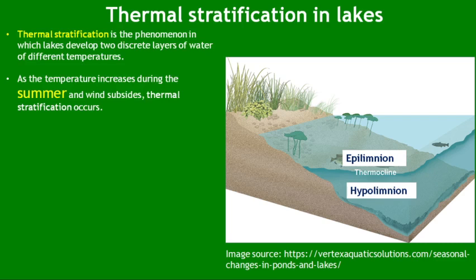Thermal stratification is a phenomenon in which lakes develop two discrete layers of water of different temperature. As you move from top surface to the bottom in any lake, the temperature will vary. It will not be a constant temperature throughout the depth of the lake. During summer season, as the temperature increases and wind subsides, the thermal stratification will start occurring very fast in the lake water. During this time, the upper warm water layer will be formed.